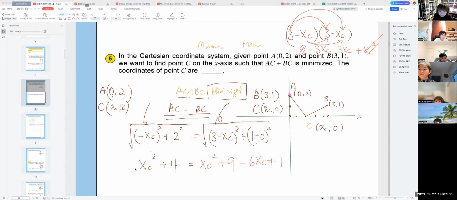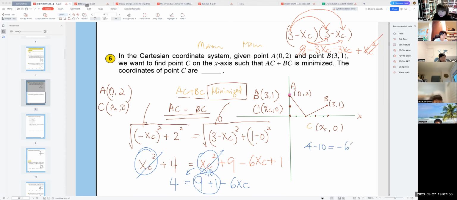So what's next? Because both the left side and the right side have xC squared, they cancel out. So we have 4 equals 9 plus 1 minus 6xC, correct? Yes. Okay, so this one is 10. So I'm going to move it over there. 4 minus 10 equals negative 6xC. So negative 6 equals negative 6xC. So xC equals 1. So we find it is (1, 0). So C is (1, 0). Get it, everybody?